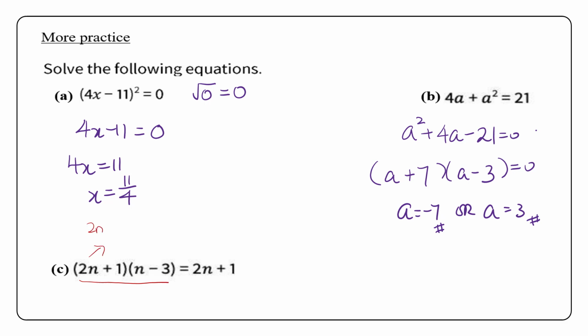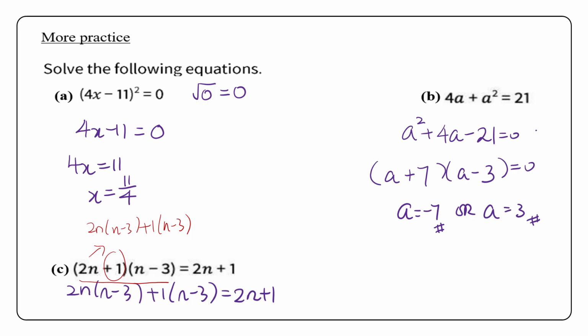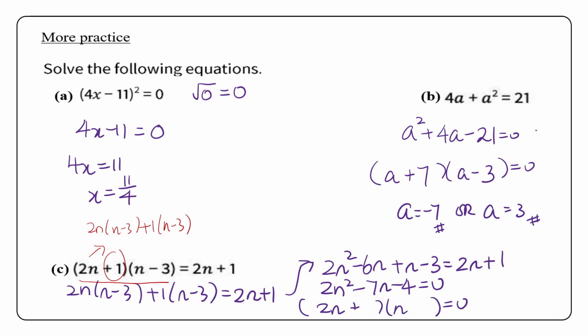You take 2n times n minus 3 and then go back to positive 1 times n minus 3. Then you expand it, you get 2n squared minus 6n plus n minus 3. Then you group everything, putting everything on the left hand side, and you end up with a quadratic equation. So you factorize it again using the box method or tic-tac-toe, and you have 2 answers: n equals negative half or n equals 4.